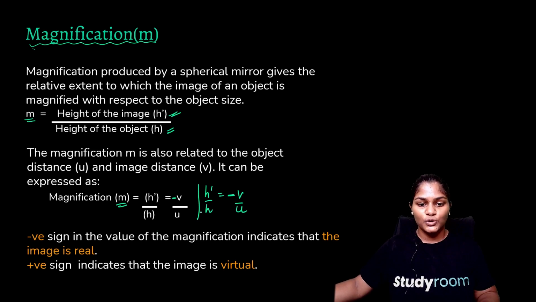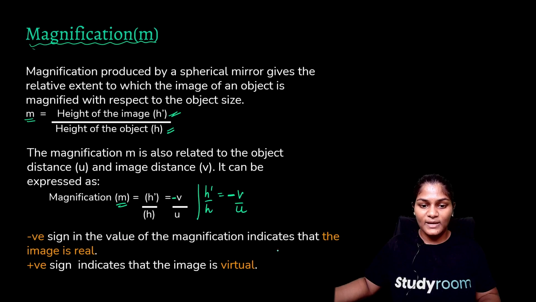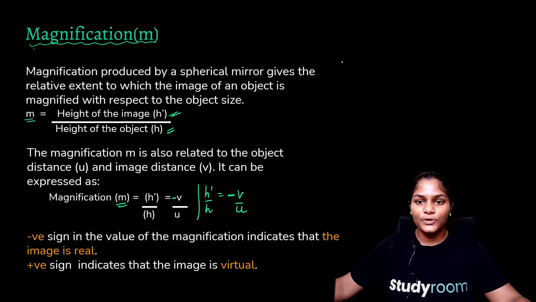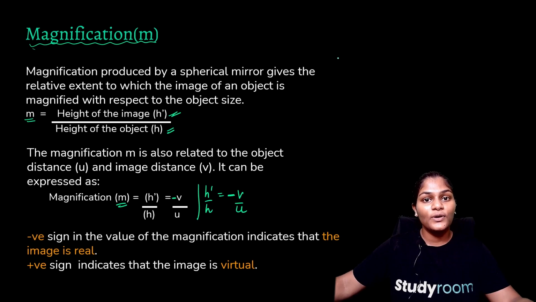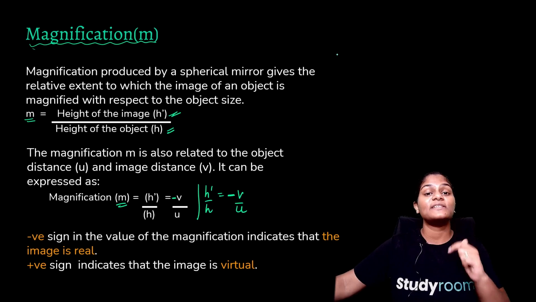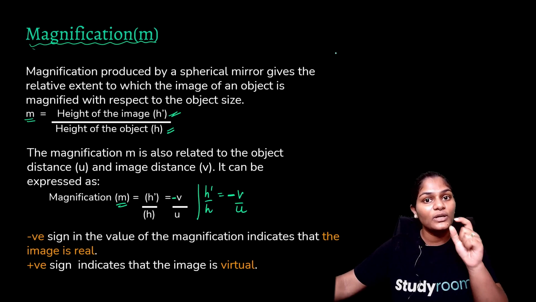Great. So here it says the negative sign of the value of magnification indicates that the image is real, and a positive sign indicates that the image is virtual. Now, what does that mean? First I'm going to tell you how you will get to know if the image is enlarged, diminished, or the same size. How are we going to know? Just by looking at the magnification.